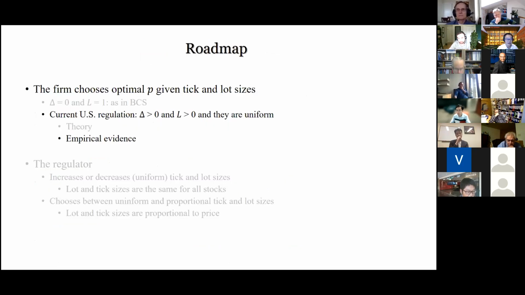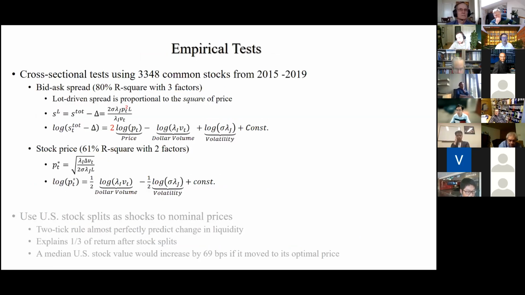Okay, so I just gave you one anecdotal piece of evidence. Let me show you the empirical evidence. We have 2 types of empirical evidence. The first one: I think a key question in our field is to explain bid-ask spread. And we propose a 3-factor model of liquidity using 3 variables in our paper, and it explains more than 80% of cross-sectional variation. So there are 3 variables. Number 1 is price. The coefficient before price is 2.